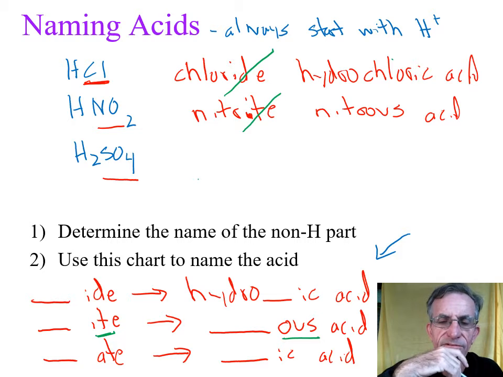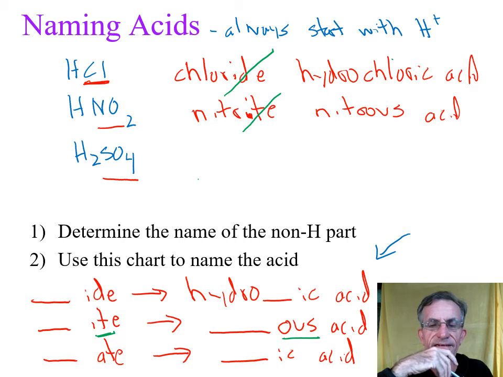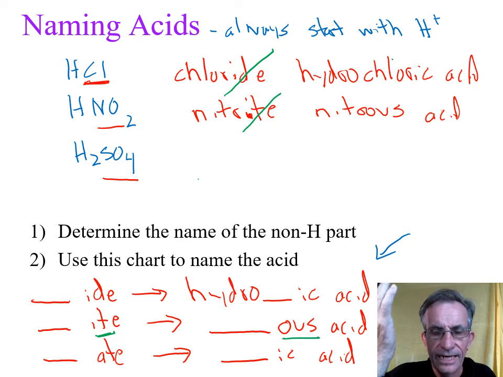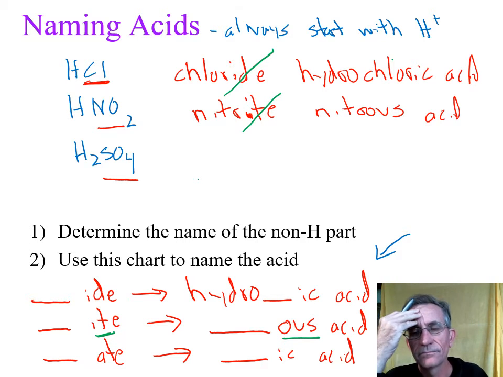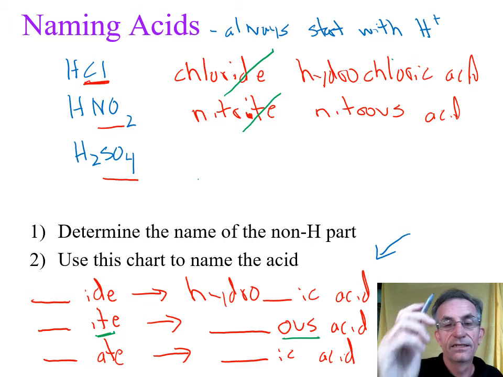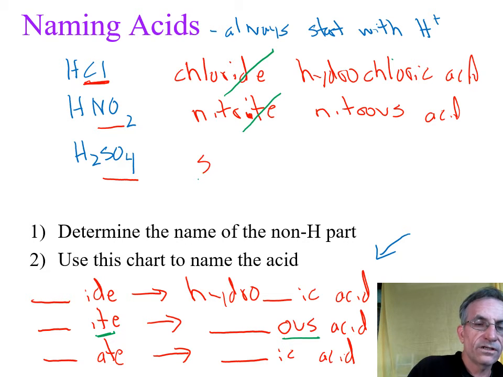Let's do another one. Let's see if this is starting to make a little sense. All right. SO4. I'm going to figure out the name of the non-hydrogen part. SO4. What do you call SO4? Well, first off, is SO4 an element or is it a polyatomic? SO4 is a bunch of atoms together. That's a polyatomic. Now, let's be a little more exact. SO4, if you look on your polyatomic list, you got to dig it out. If you find it, you'll see that SO4 is called sulfate.